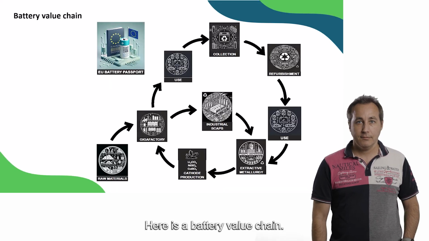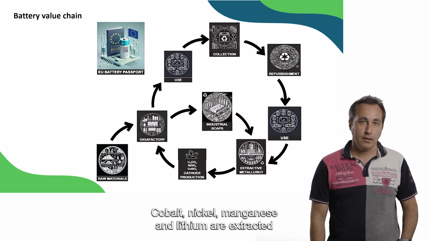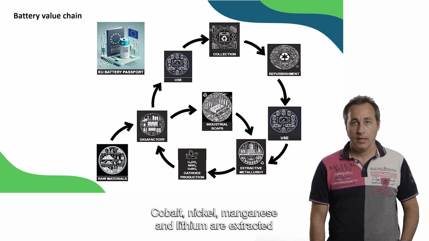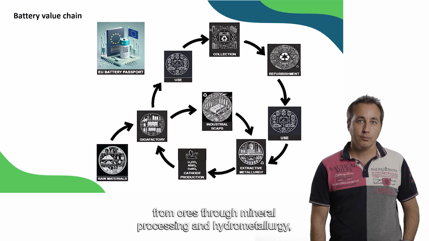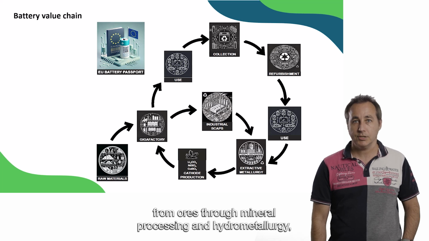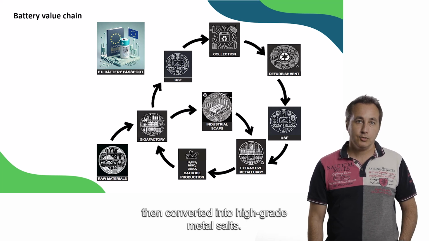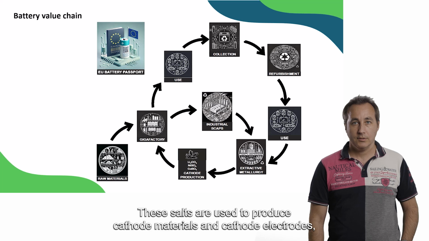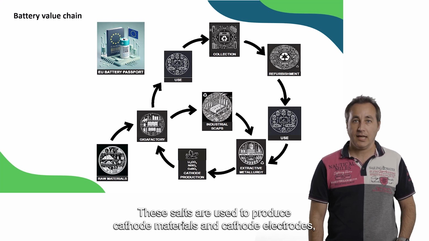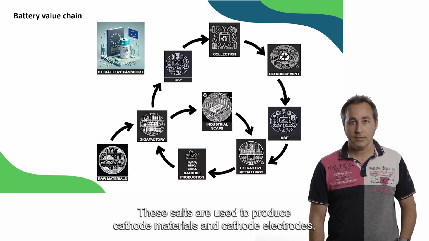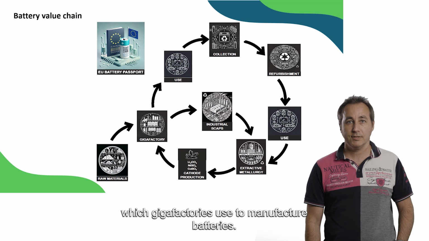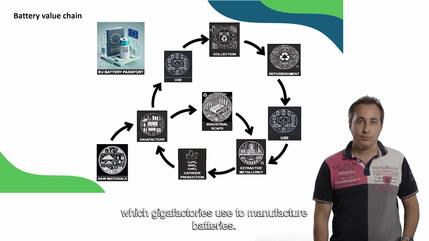Here is a battery value chain. Cobalt, nickel, manganese, and lithium are extracted from ores through mineral processing and hydrometallurgy, then converted into high-grade metal salts. These salts are used to produce cathode materials and cathode electrodes, which gigafactories use to manufacture batteries.